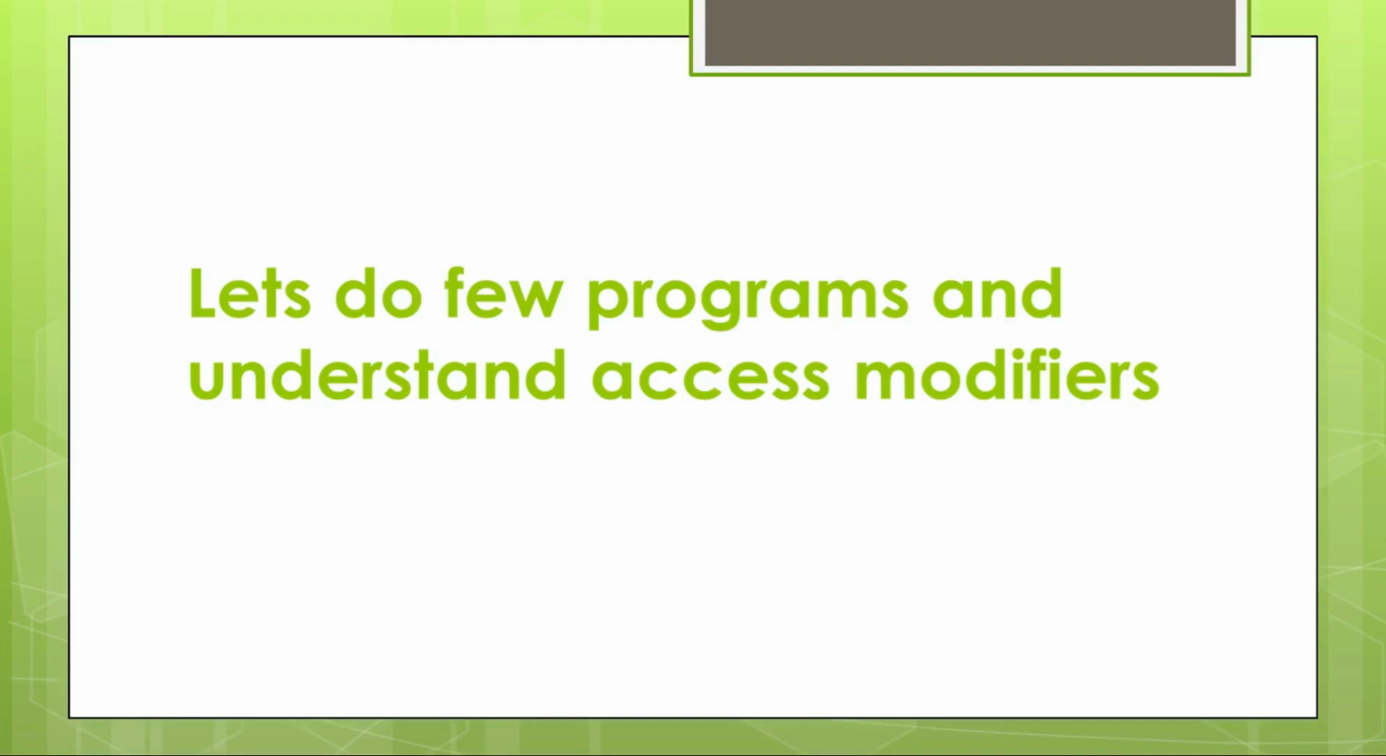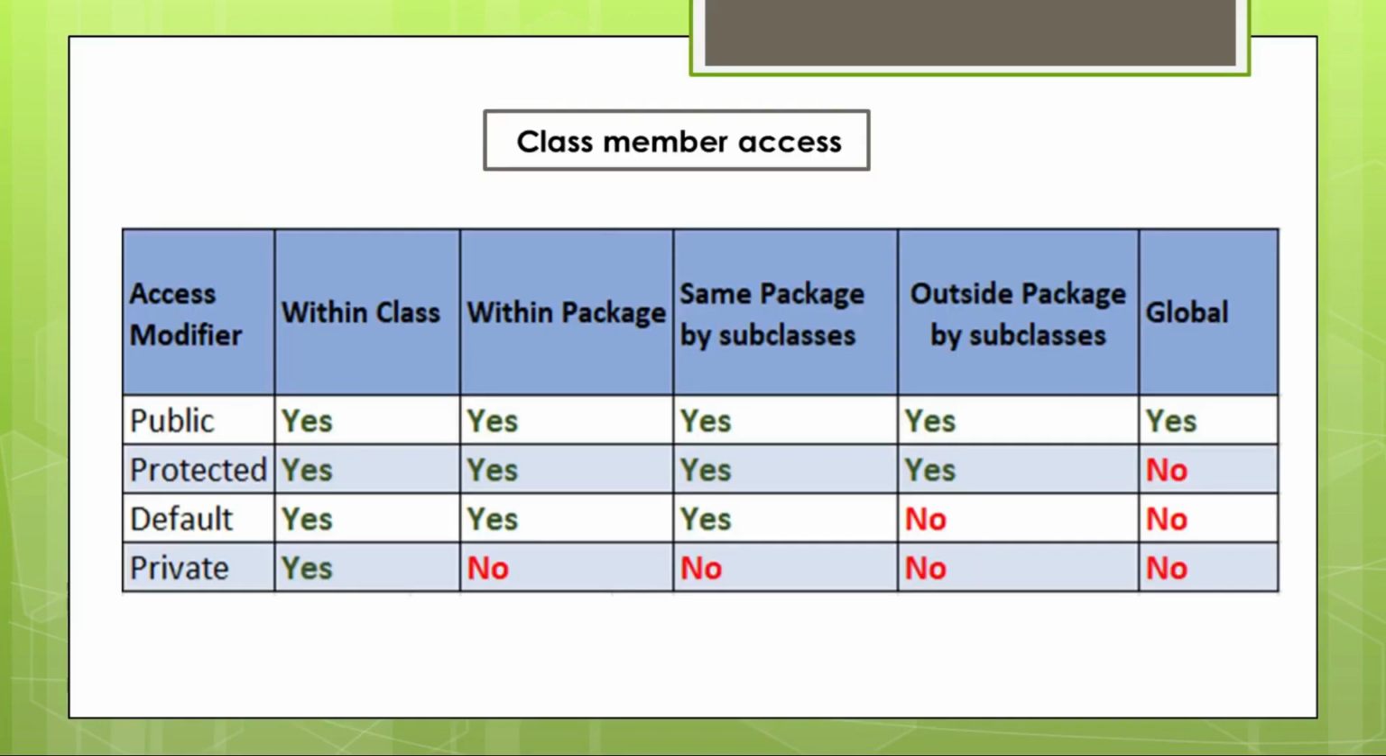To access it, class A should be public first of all. Any class has only two modifiers: either the class is public or the class is default. There is nothing like private and protected with respect to a class. With respect to class members, we have these four: public, protected, default, private. But a class can be public.